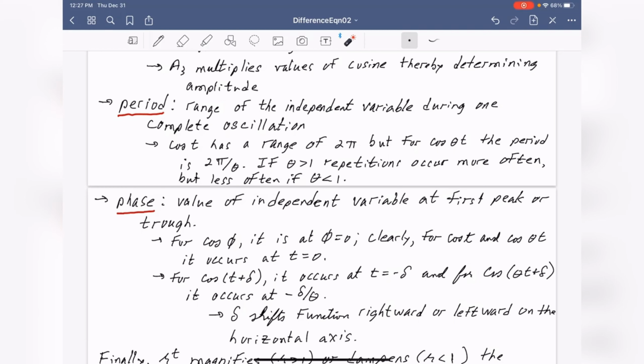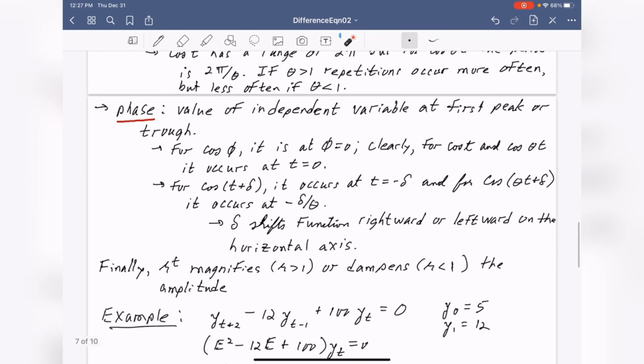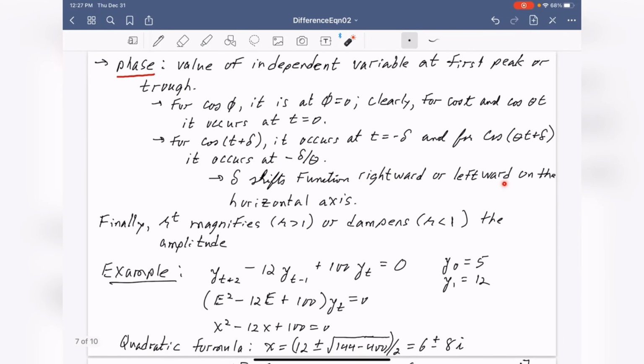The phase is the value of the independent variable at the first peak or trough. For cos phi, it is at phi equals 0. Clearly, for cos t and cos theta t, it occurs at t equals 0. For cos(t plus delta), it occurs at t equals minus delta, and for cos(theta t plus delta), it occurs at minus delta over theta. So delta shifts the function rightward or leftward on the horizontal axis.